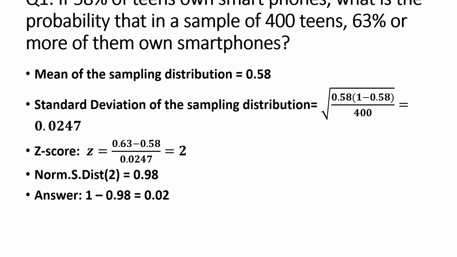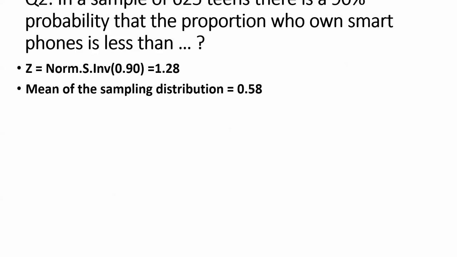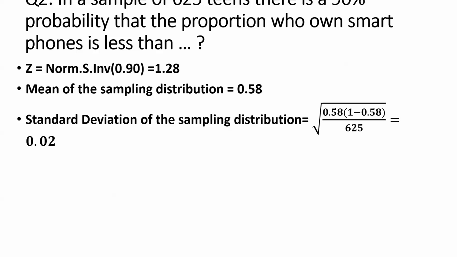Second question. In a sample of 625 teens, there's a 90% probability that the proportion who own smartphones is less than what? Well, first we have to find the z-score, 1.28, and then the mean is still 0.58. The standard deviation is now 0.02, so we need to solve an equation. Z of 1.28 is the p-hat we're looking for, minus 0.58, over the standard deviation of 0.02.